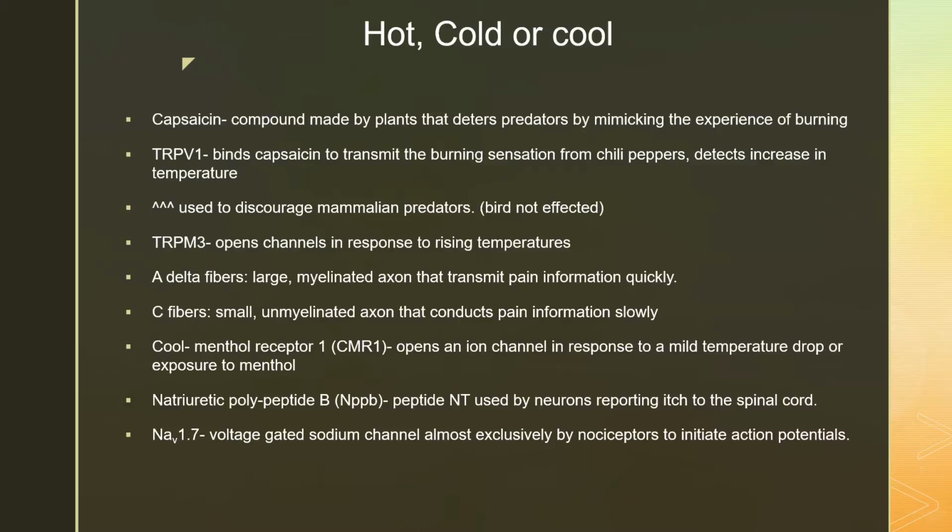TRPM3 opens channels in response to rising temperatures. Delta fiber is a large myelinated axon that transmits pain information quickly. C fibers are the exact opposite of that. Menthol receptors do the opposite of the first example we used here. It opens an ion channel in response to a mild temperature drop or exposure to menthol.